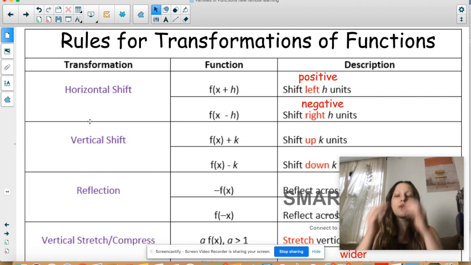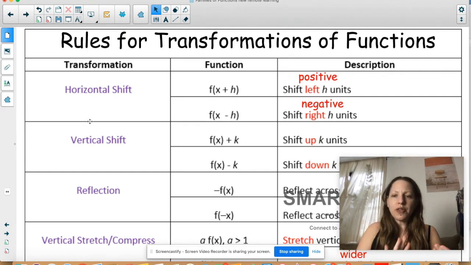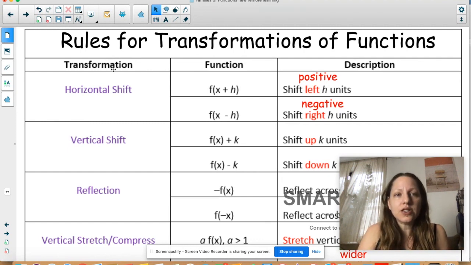Okay, so these are all the rules for transformations of functions. We sort of talked about this a little bit at the beginning of last week's notes. We're going to just reflect on that. So the first is the rules for transformation of functions. You are going to pause the video after I talk, and you're going to write all of this down.